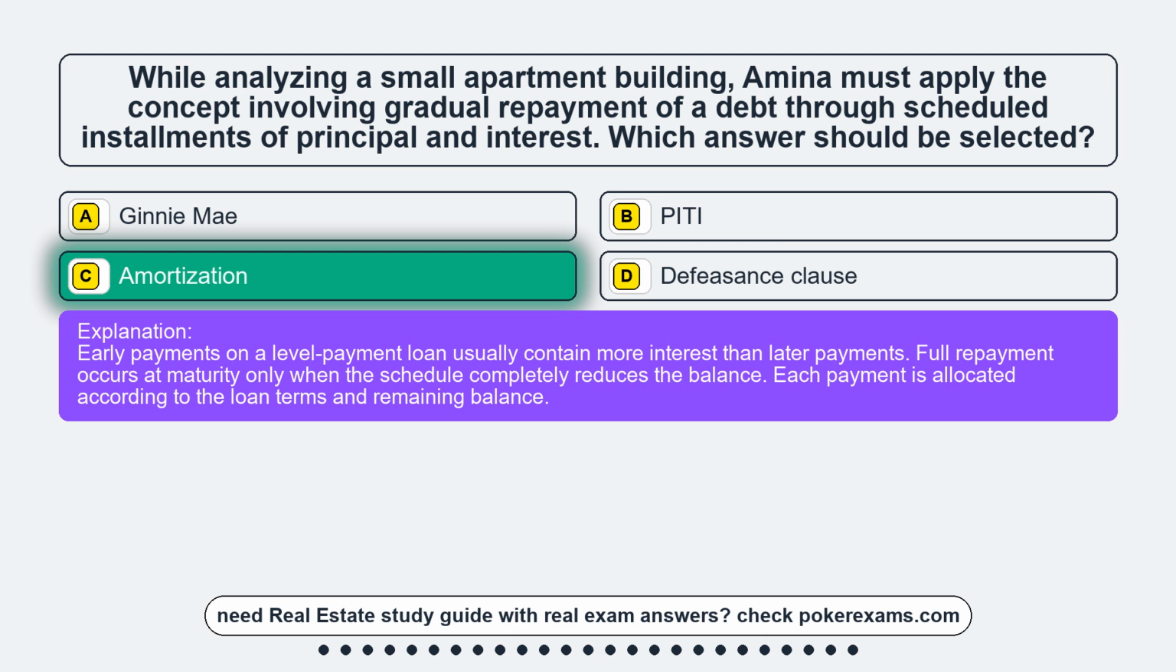Early payments on a level-payment loan usually contain more interest than later payments. Full repayment occurs at maturity only when the schedule completely reduces the balance. Each payment is allocated according to the loan terms and remaining balance.